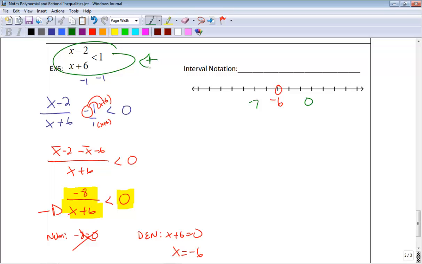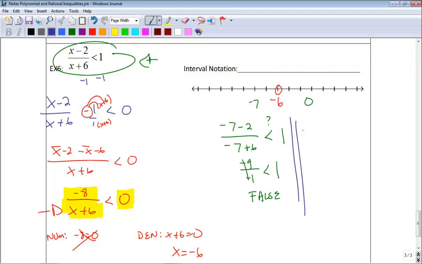So plugging negative 7 in, I have negative 7 minus 2 over negative 7 plus 6, and I am trying to figure out, is this something that is less than 1? So negative 7 minus 2 is a negative 9 over negative 7 plus 6 is negative 1. Two negatives make a positive. Is 9 less than 1? No, that is a false statement.